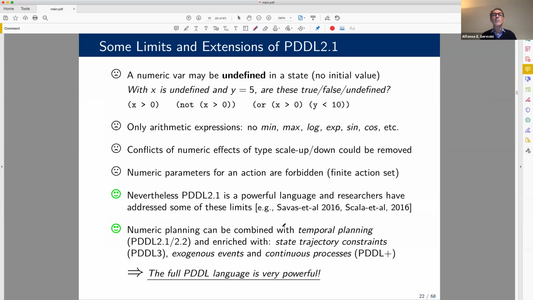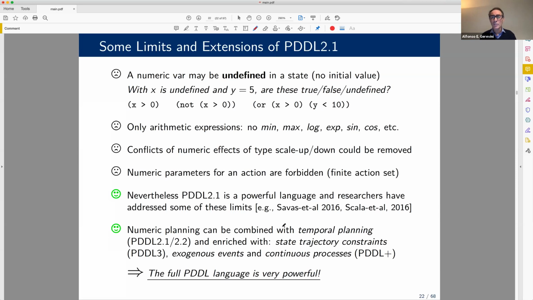A numeric variable in PDDL 2.1 can be undefined. So, in the initial state, for example, if we have a numeric variable x, we are not forced to give an initial value to x. And so we might have actions with application conditions that involve variables that are undefined because they are applied in a state where the variable has no value. And so it's not clear how to evaluate these conditions, whether they are true, false, or undefined. There is no assumption like a closed world assumption that if an expression involves an undefined variable, then the expression is false. Some people assume this, that, for example, if x is undefined, x greater than 0 is false. But this leads to some logical problems, and so the issue is not solved yet.